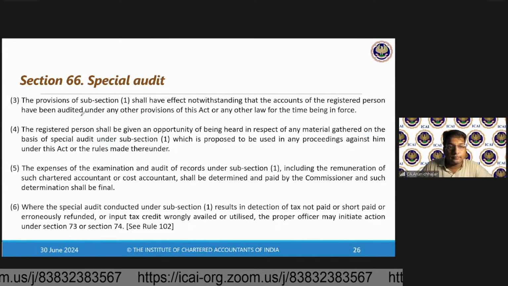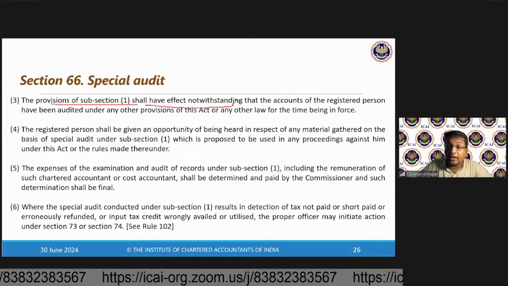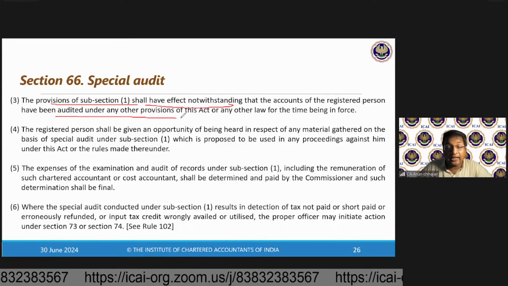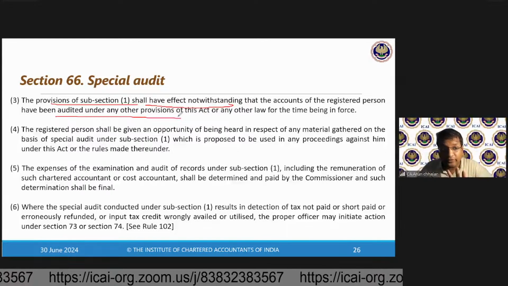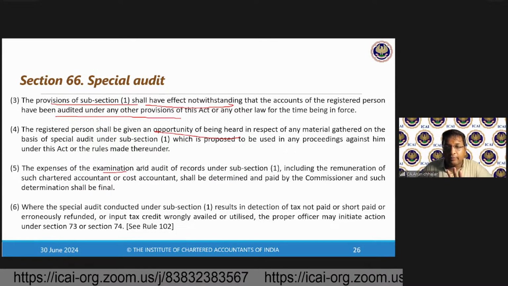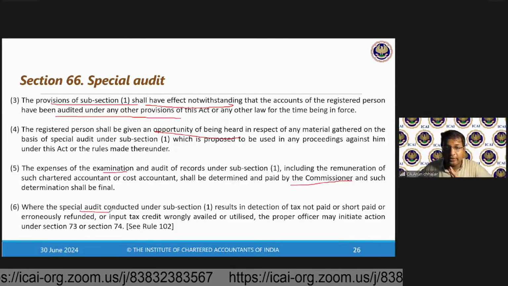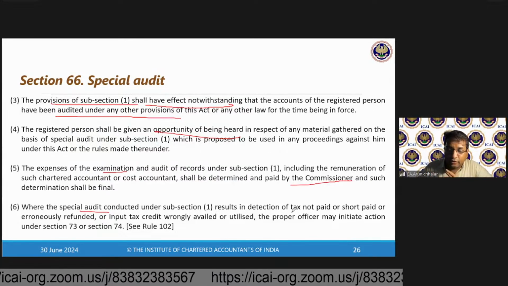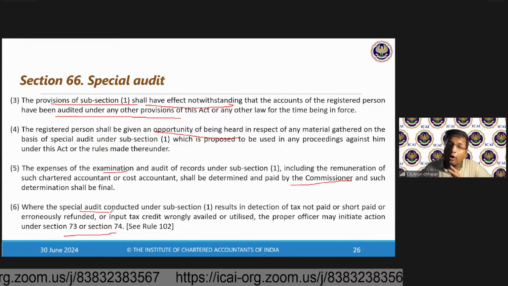The provision of subsection 1 shall have effect notwithstanding that the accounts of the registered person have been audited under any other provision of this Act or any other law. This is a notwithstanding provision, correct? Opportunity of being heard will be given. Expense will be borne by the Commissioner, determined and paid by the Commissioner. And the special audit results in the same: tax, interest, penalty will be determined either under section 73 or section 74.